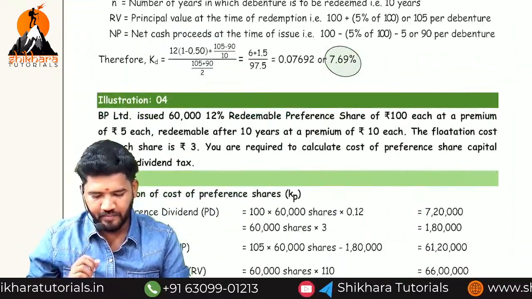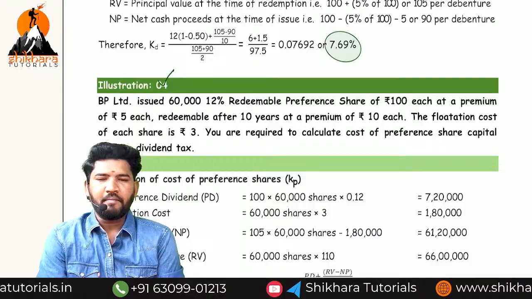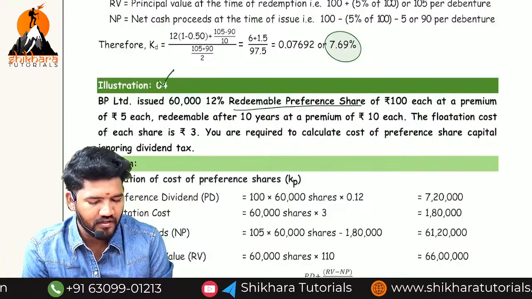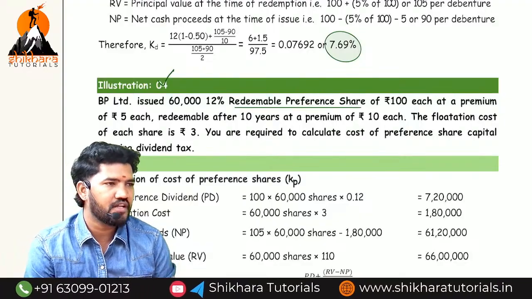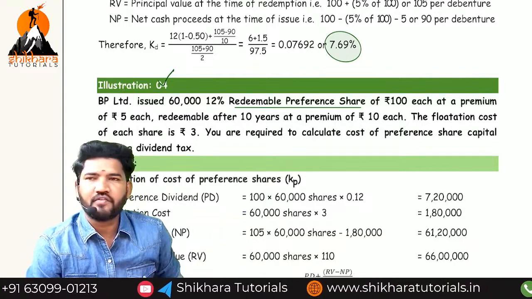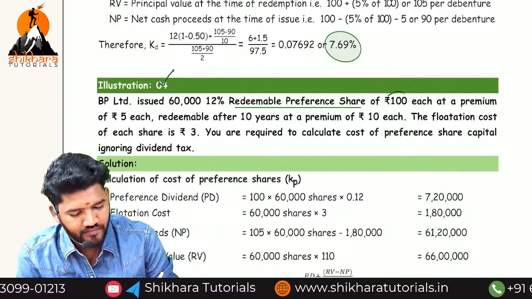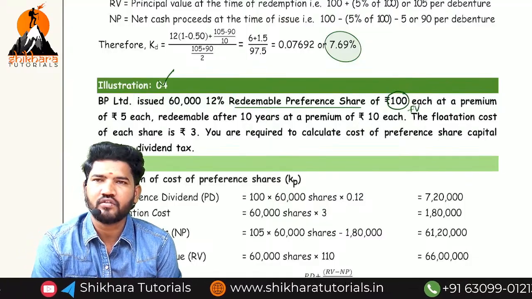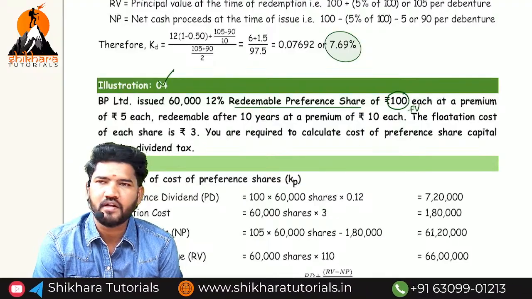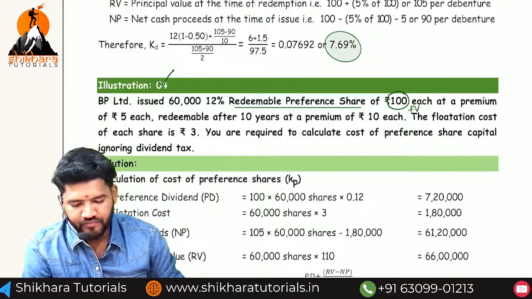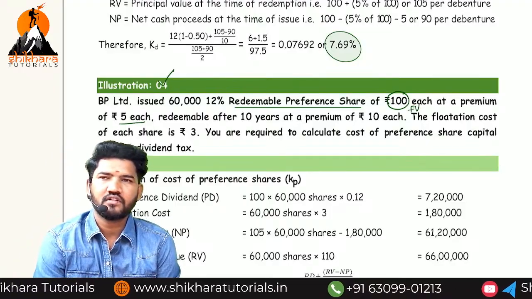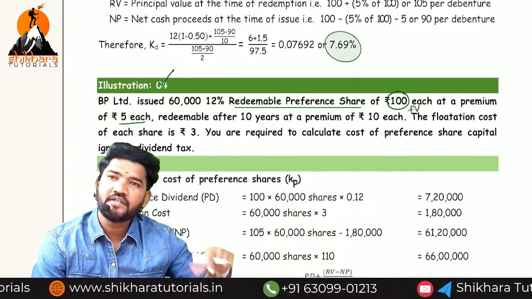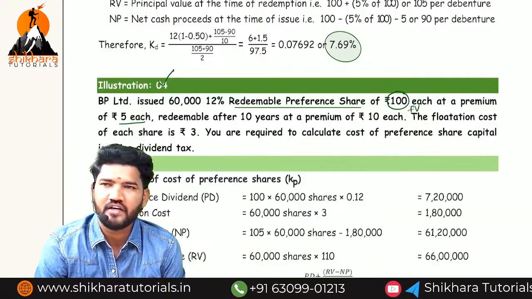See this problem, problem number 4. PP Limited issued 60,000, 12%. What capital? Preference share capital only. There are 2 types, out of which this is redeemable preference share capital. What about this 100? Face value, can I call it par? Yes or no? Can I call it book value? Yes or no? Then fine. Each at a premium of, what does it mean? Their book value is 100 rupees only. They are not selling for 100, they are selling for 5 rupees extra. 105 rupees, can I call it the issue price?